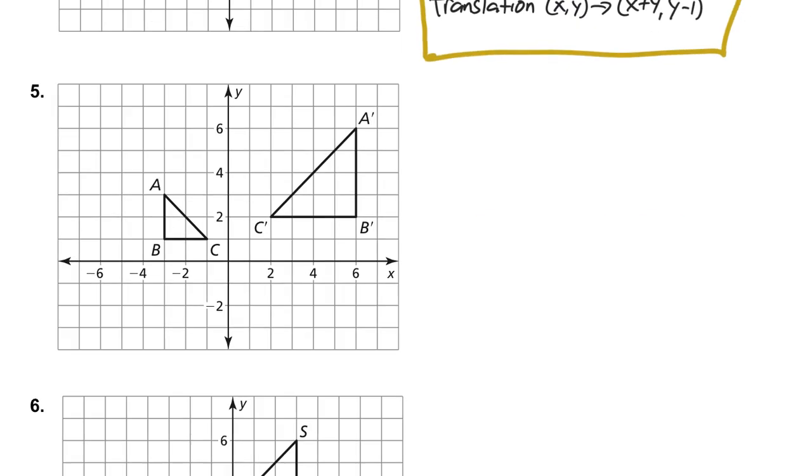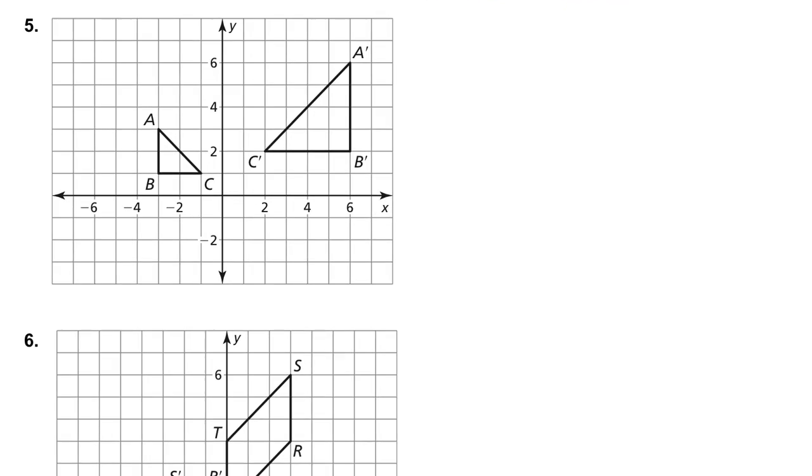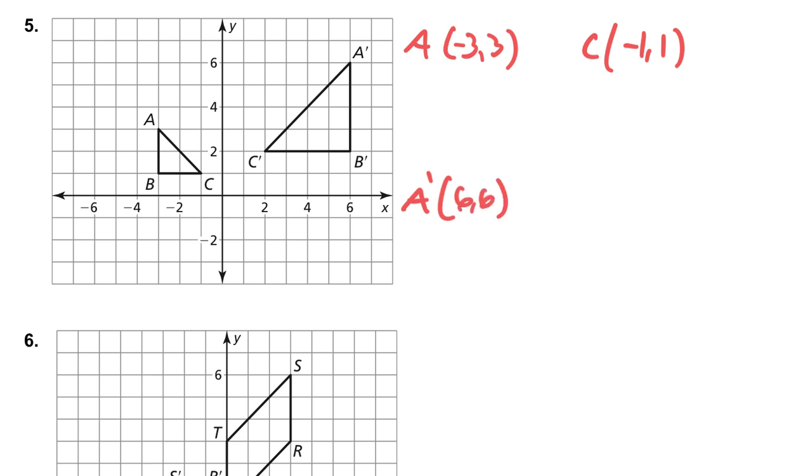So let's go to number 5 real quick. Same thing. I'm going to pick 2 points. Let's pick maybe A and C, just so we're not on the same line. Maybe that'll be easier for you to see. A is going to be -3, 3. And then C is going to be the point -1, 1. And we want to get down to where we have A prime, which is 6, 6. And then I see that C prime is going to be 2, 2.